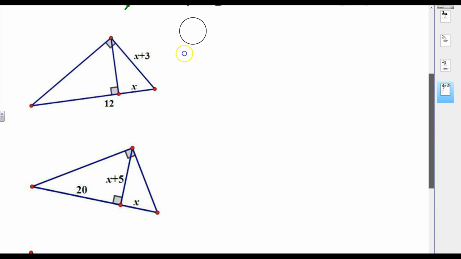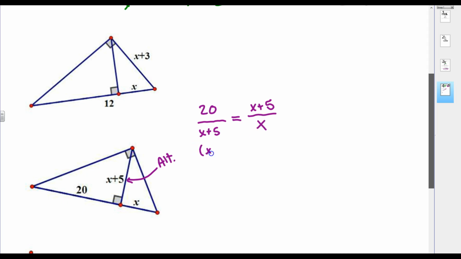Okay, so let's look at this next piece here. This guy, now I've got an x plus 5. He's an altitude. So because he's an altitude, I'm going to use my altitude formula to solve, where I put the altitude on one diagonal, which is x plus 5, and x plus 5, and I'm going to put the pieces of the hypotenuse on the other diagonal, 20 and x. The altitude is the geometric mean of the pieces of the hypotenuse. So we cross multiply, so I get x plus 5 times x plus 5 equals 20x.